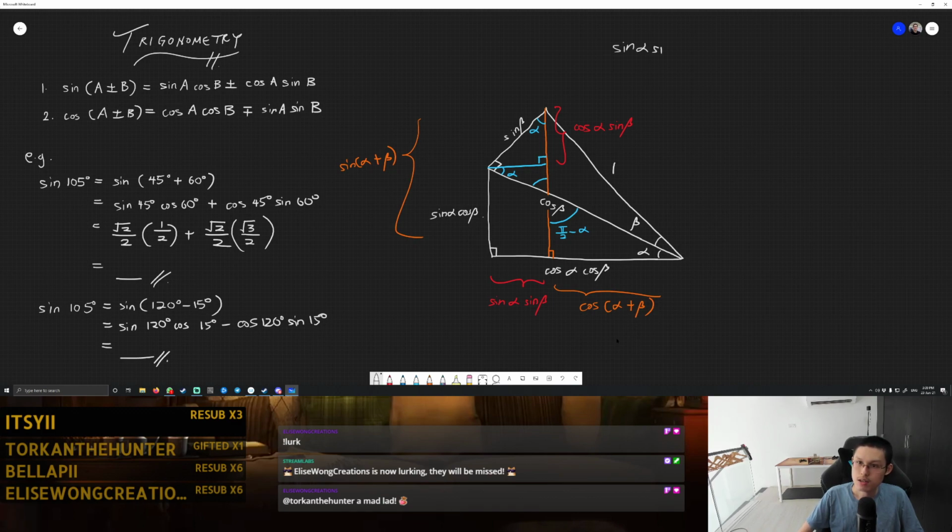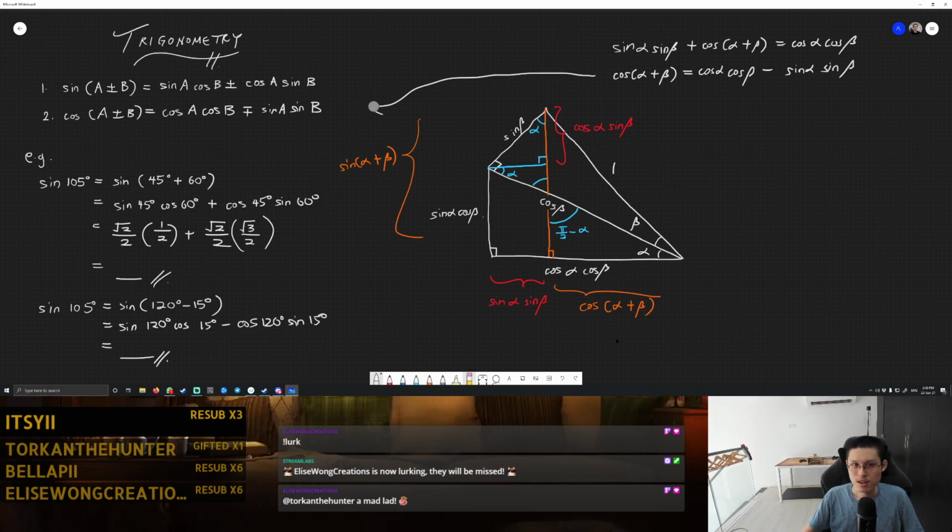Sine alpha sine beta plus cos alpha plus beta must be equals to cos alpha cos beta. Rearranging this, making cos alpha plus beta the subject, we get cos alpha cos beta minus sine alpha sine beta. And lo and behold, we get the first part of our second equation. Ta-da!